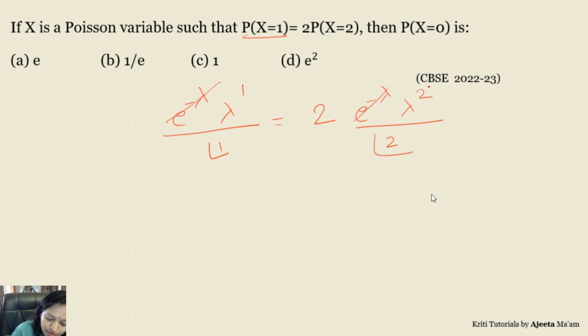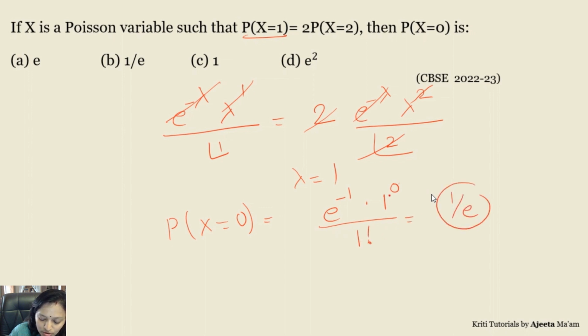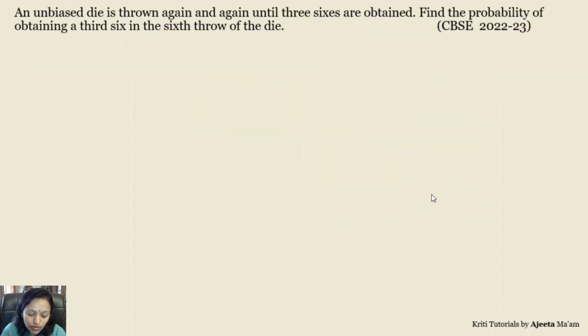Now let's calculate the value of lambda from here. So lambda is 1. So we have to calculate for P of x equal to 0. So simply we put the value of lambda as 1. So here we get 1 raised to 0 upon 1 factorial. So the answer is 1 upon e, because this is also 1, this is also 1. Let's move on to the next.